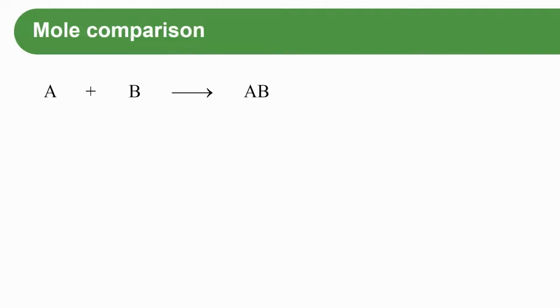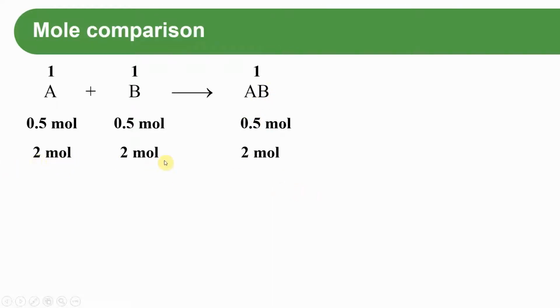Whenever we look at any chemical equation, the first step is to look at the coefficient in front of the substances. If there's no number written, that means it is 1. So for this example, it is 1 mole of A reacting with 1 mole of B to give 1 mole of AB. So let's say 0.5 mole of A has to react with 0.5 mole of B to produce 0.5 mole of AB. Likewise, let's say 2 mole of AB is produced. 2 mole of AB is produced from 2 mole of A reacting with 2 mole of B. So that's how we compare mole using chemical equation.